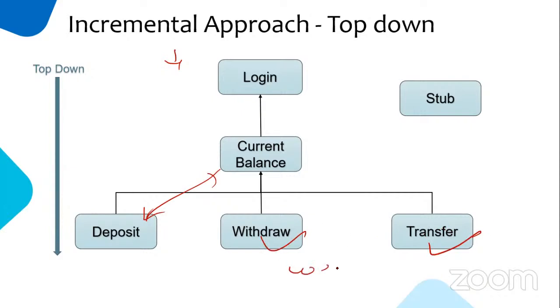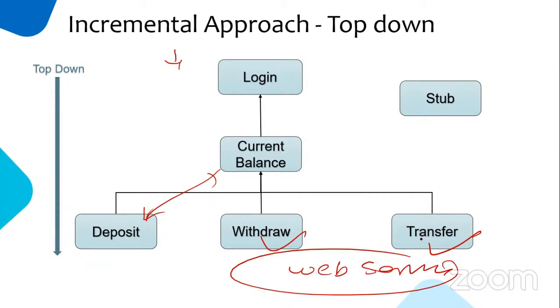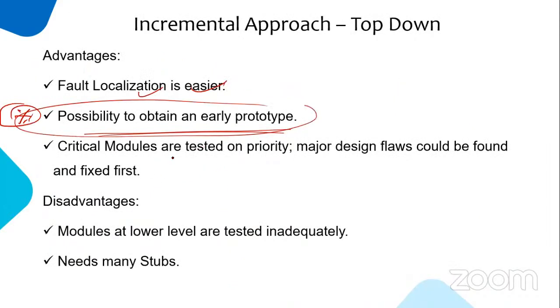Actually, the same concept is used in web services. They create a dummy server. You can send a request and get a response. That response may be a dummy response, not logically correct, but you can still interact with all types of applications. We will see the same concept in web services. So this is what the top-down approach does. Critical modules are tested on priority, and major design flaws can be found and fixed. So this is again an advantage.